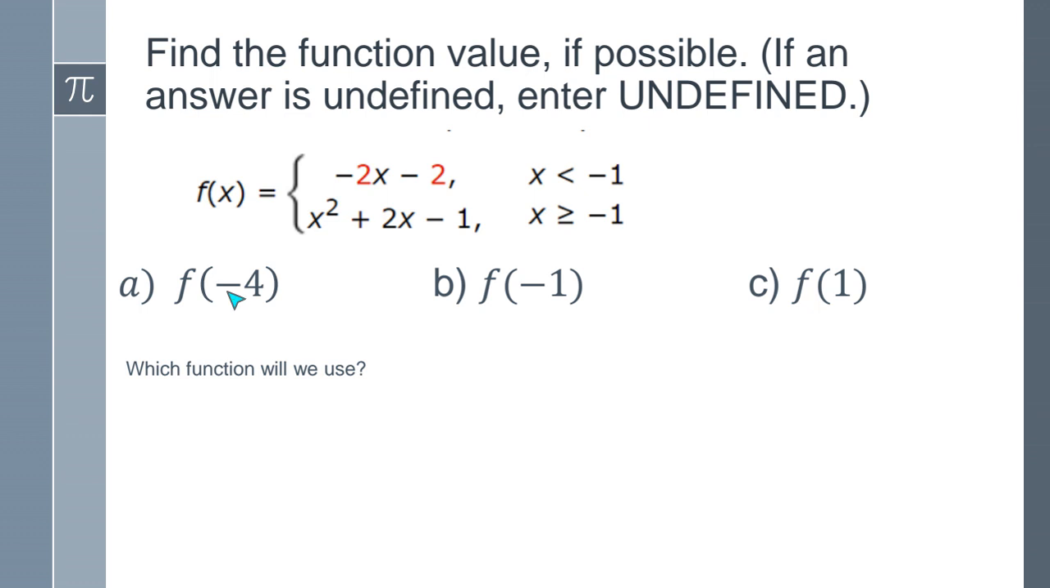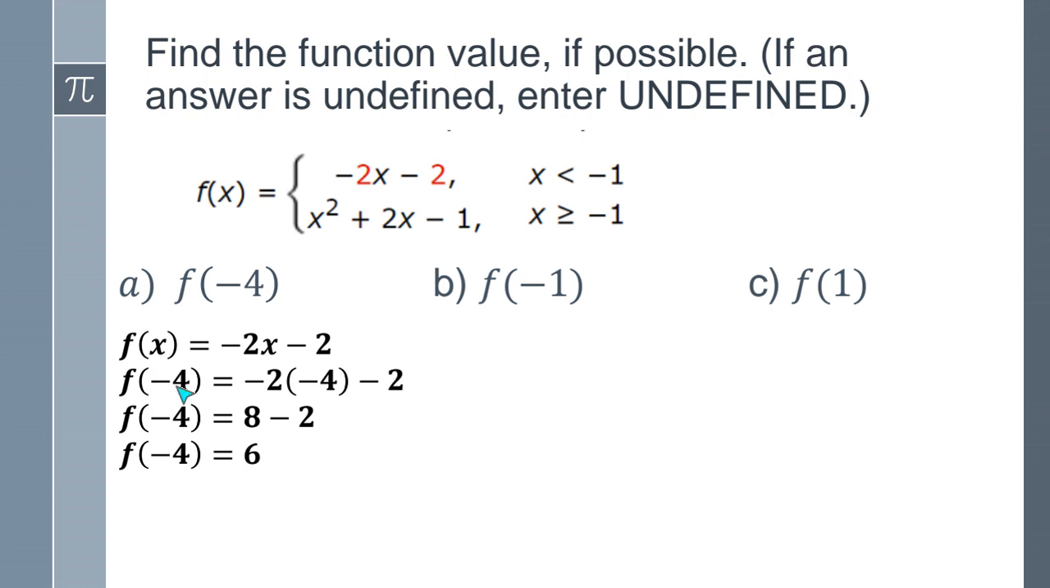So we want to decide, will we use the top equation or the bottom equation? So then we can go from there, right? So -4, is that less than -1, or is that greater than or equal to -1? Okay, so it is less than -1, so that means we're going to use the top part of our function. And I like to write it right below it just so that I can keep track of what I'm working with. So now that I know which equation I'm going to use, I'm going to substitute the -4 into every x that I see in my equation.